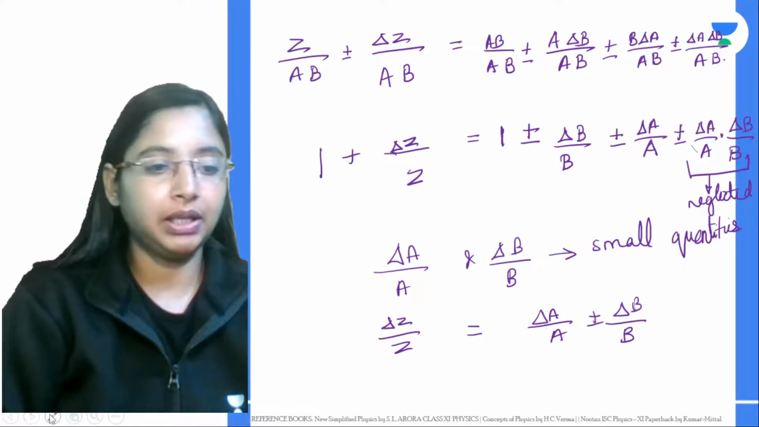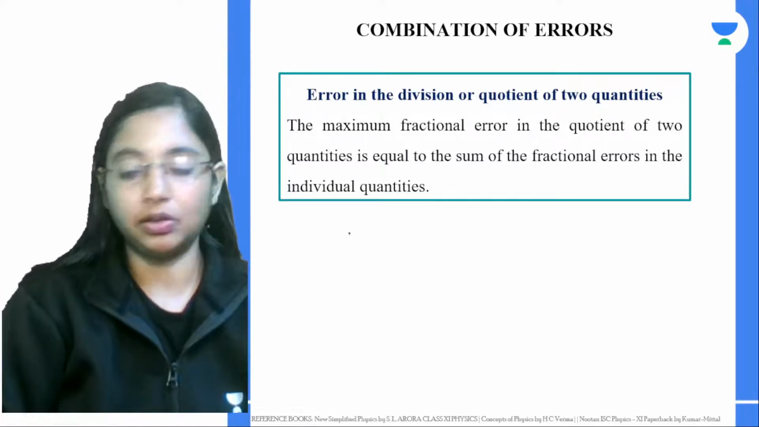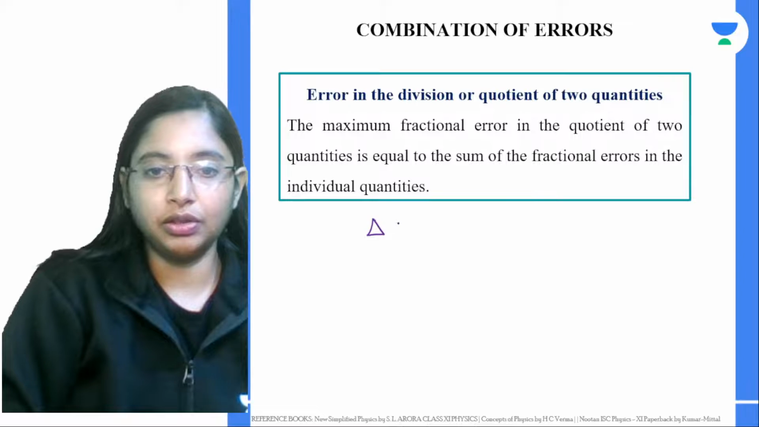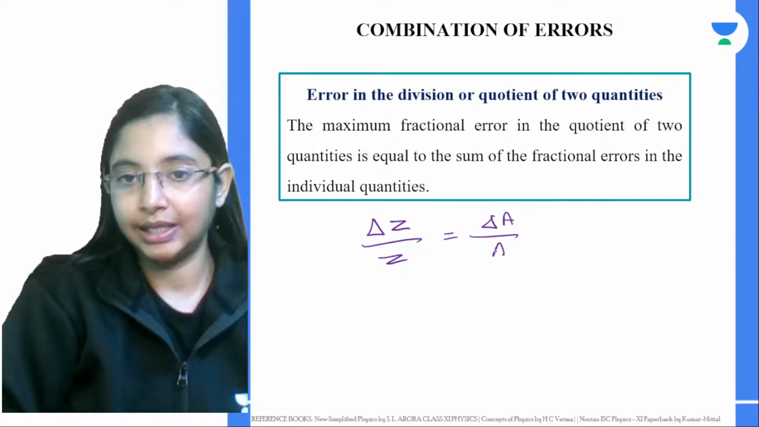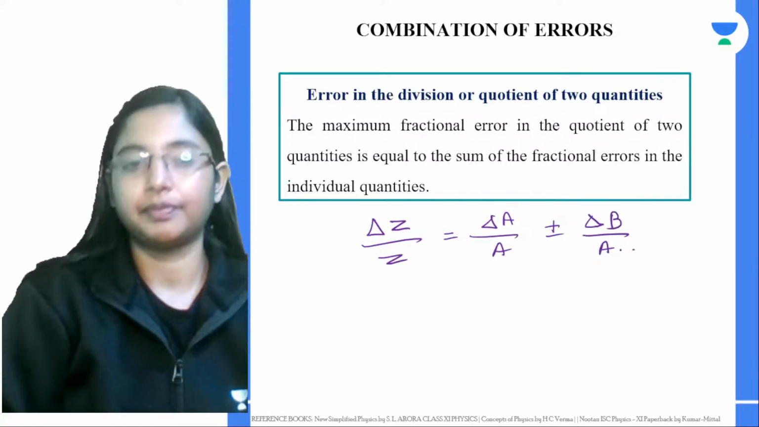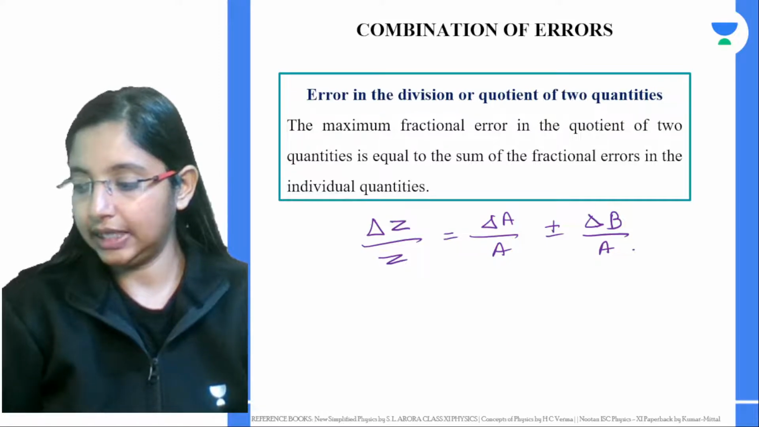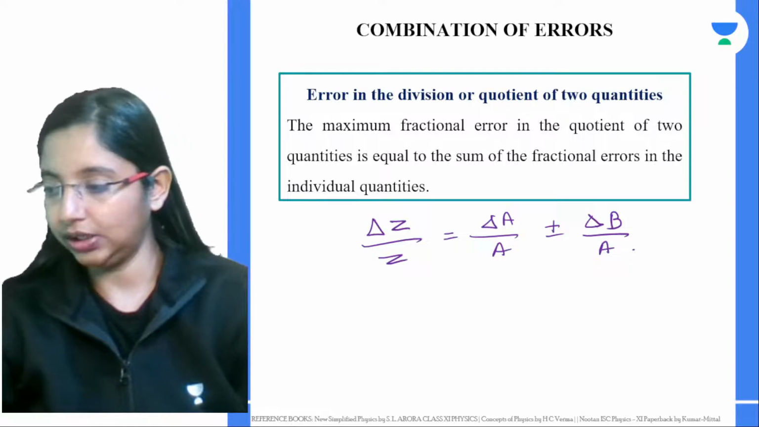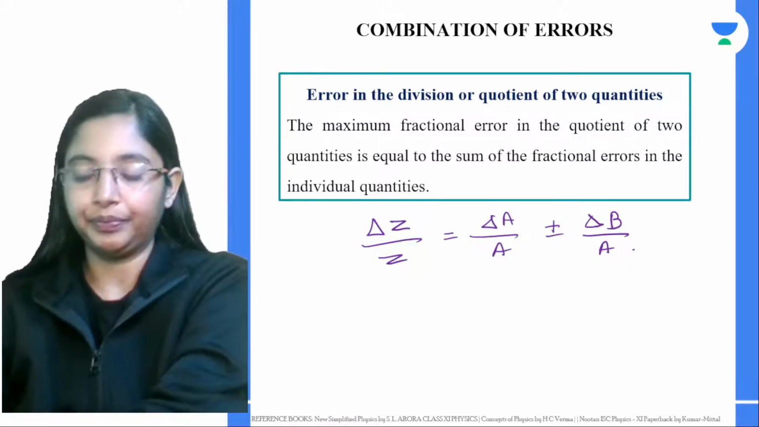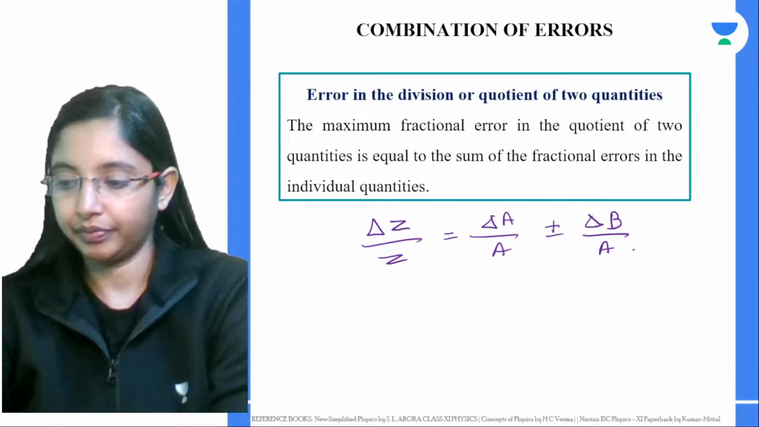Similarly, if you take division, here also it is the same thing. The final error that you're getting will be the sum of the individual fractional errors. This is the same thing as we did before, but this time we are dividing the quantity and we get this particular value.